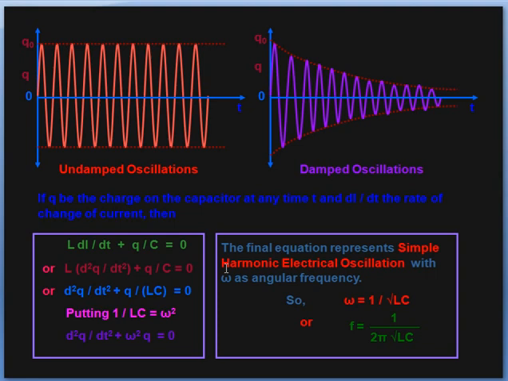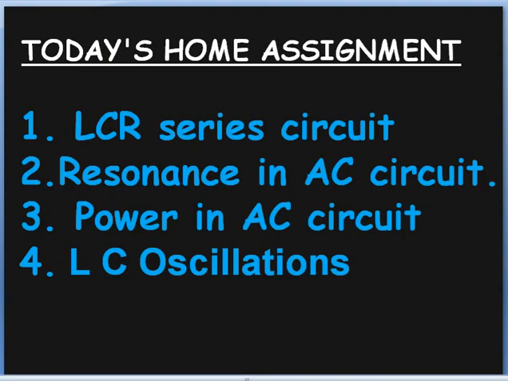See, this is a harmonic electrical oscillation with angular frequency omega equals 1 upon root LC. This is a very versatile expression of angular frequency in case of resonance. In terms of frequency, it is 1 upon 2 pi root LC. So in this way we have completed the LCR series circuit, resonance in AC circuit, power in AC circuit, and LC oscillation.